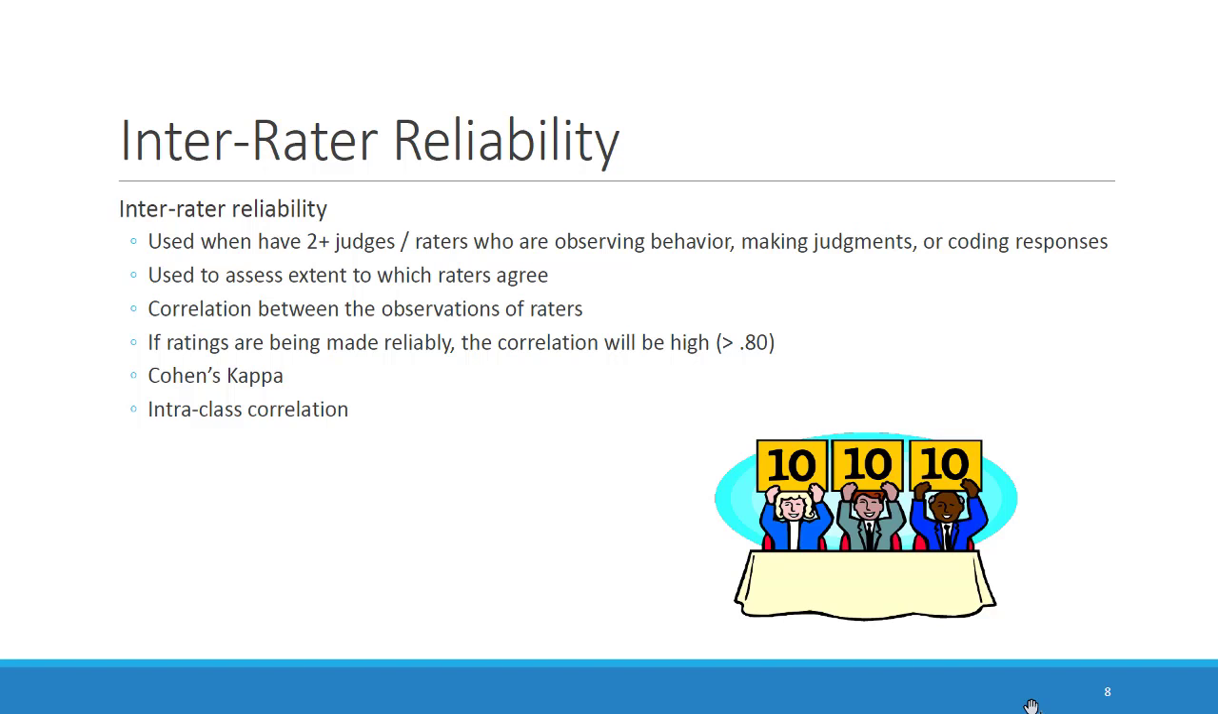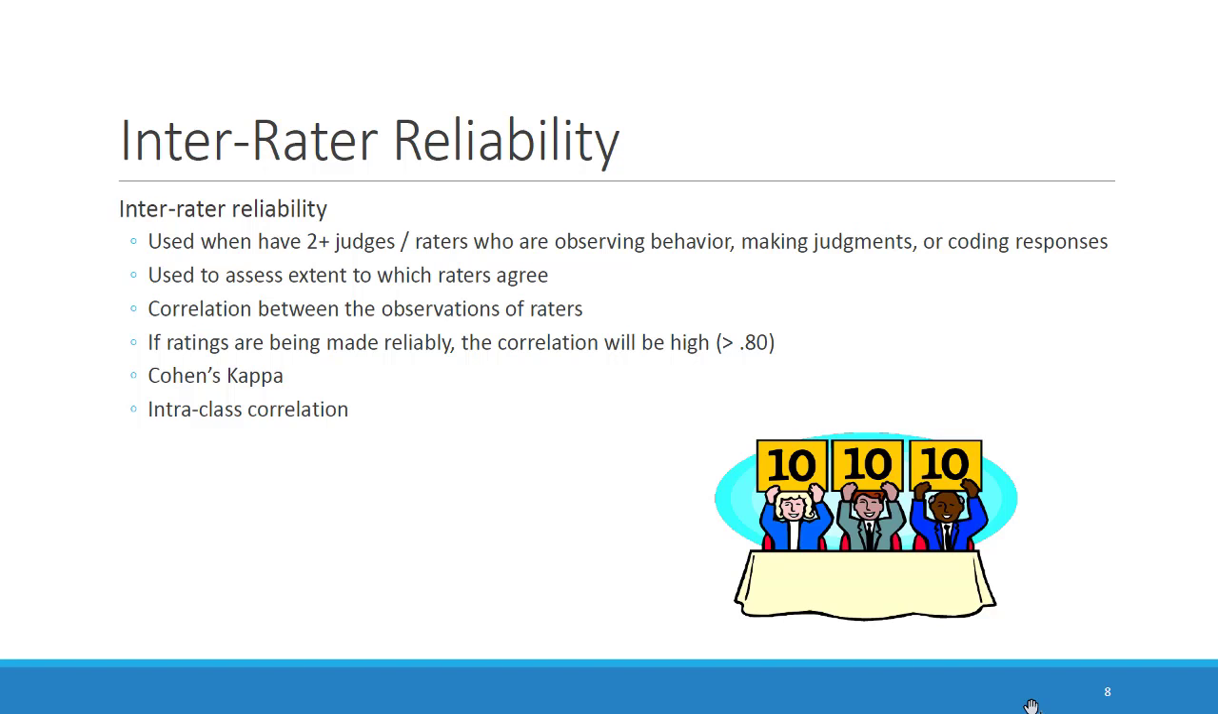Inter-rater reliability is used when you have 2 or more judges or raters who are observing behavior, making judgments, or coding responses. One example of inter-rater reliability could be when you are in a job interview and you have more than one person in that interview who is taking notes and rating you as a job candidate.